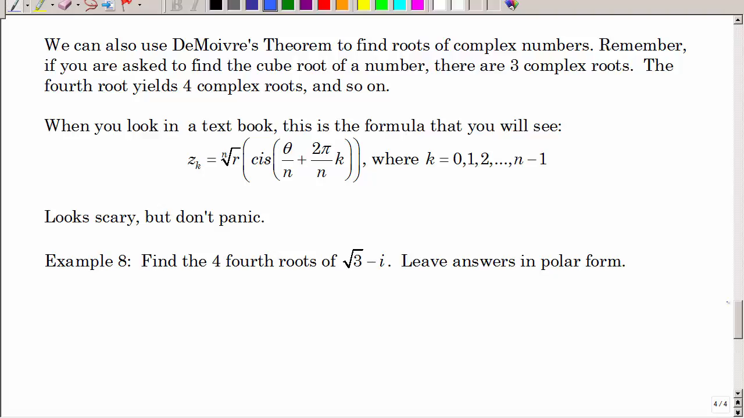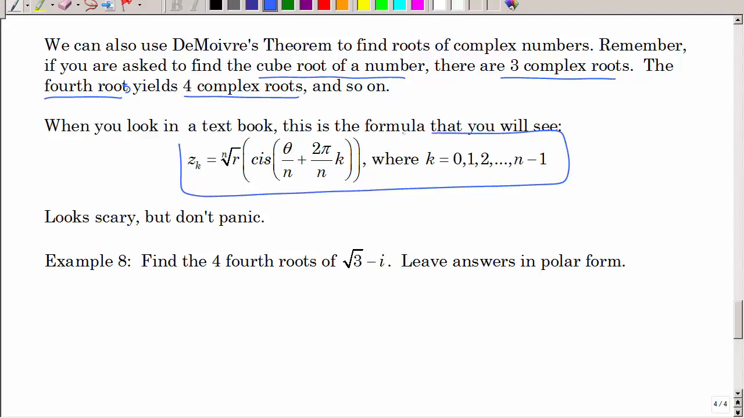So using de Moivre's theorem to raise things to powers is pretty easy. But if we can raise something to powers, we can also find roots, because roots can be expressed as powers. If we're asked to find so many roots, if you want to find the cube root of a number, there are 3 complex roots. The 4th roots, there should be 4 complex roots, and so on. So if you looked in a textbook and said, how do you find the complex roots of a complex number, you're going to be given this pretty scary formula. Not to worry, we're going to do it step by step.